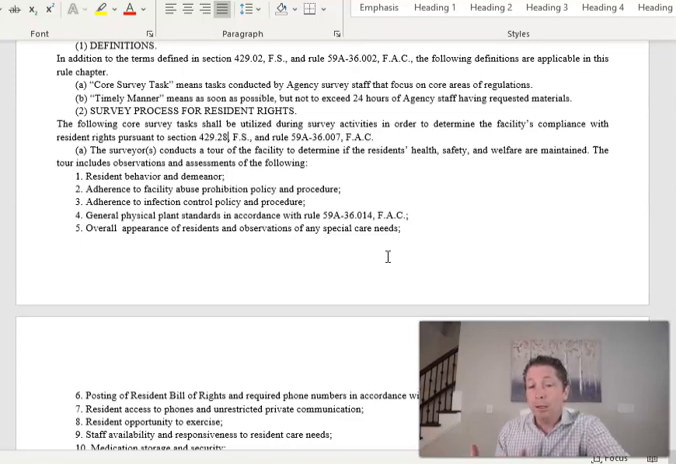Number five, the overall appearance of residents and the observation of any special care needs. So here's an example. Are the residents wearing soiled clothes? Do they smell? Do their nails look cared for? Are they eating dinner or lunch when the surveyor comes in, and are they struggling to use the utensils? That would be an indication or a cue to the surveyor that your facility needs to provide adaptive equipment to make it easier for that resident to eat.